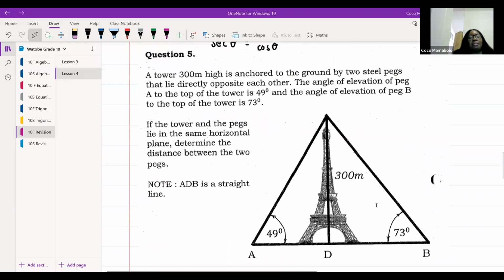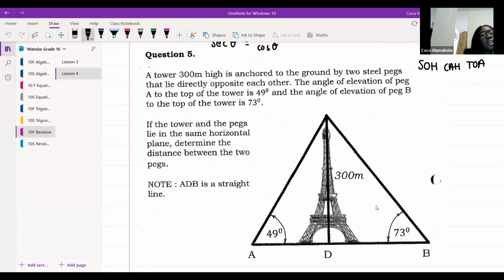Okay. Let's look at question 5. This is one of those questions that needs you guys to think outside the box a little. Think about SOH CAH TOA. This is SOH CAH TOA. We need to look at the information they've given us and figure out what it is that they actually want from us.